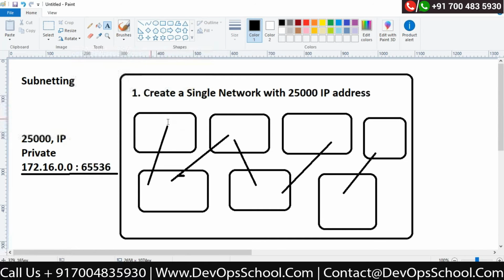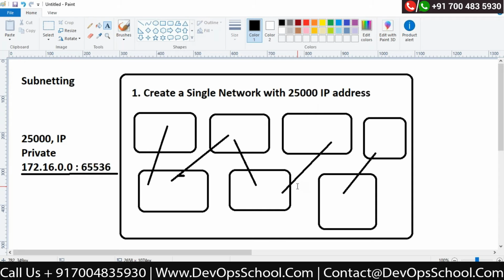I need to make sure that every department gets a separate network. They should be isolated. They should not be able to see what others are sharing, because there are many tools available with the help of which I would be able to monitor what you are doing at the network level. Correct? If I use a single network for 25,000 IP addresses, technically it's possible. But the problem would be that everyone would be compromising their security.